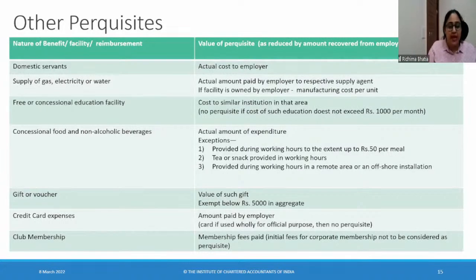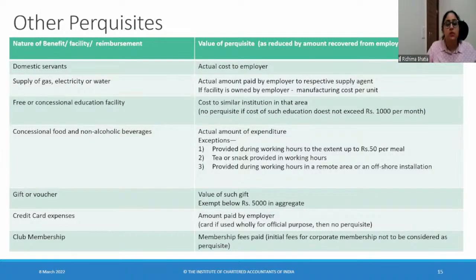Gifts or vouchers. Any gift which is given by the employer to the employee would be taxable if in cash, but if given in kind it would not be taxable up to 5,000. I should say below 5,000. If something worth 5,000 is given, that would be fully taxable. If something worth 7,000 is given, fully taxable.